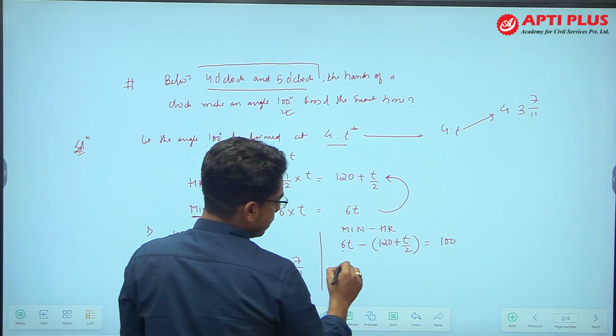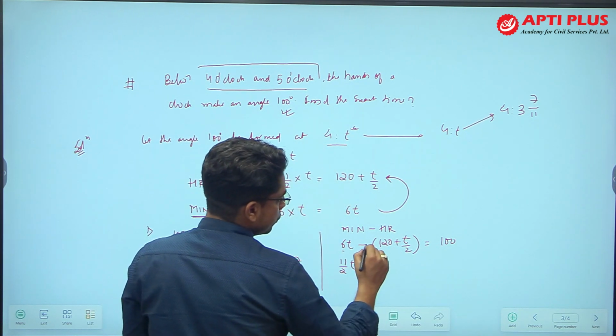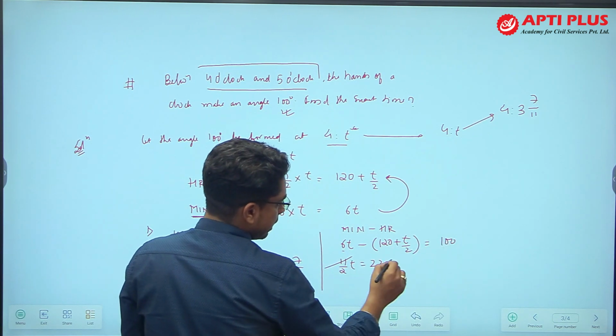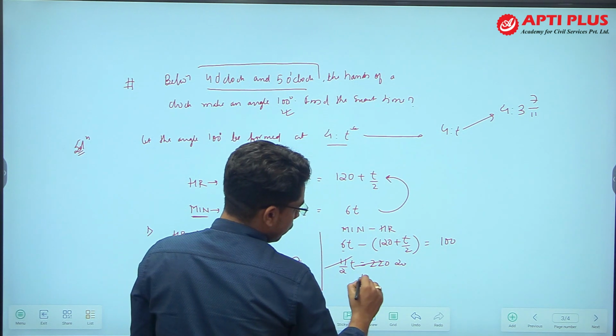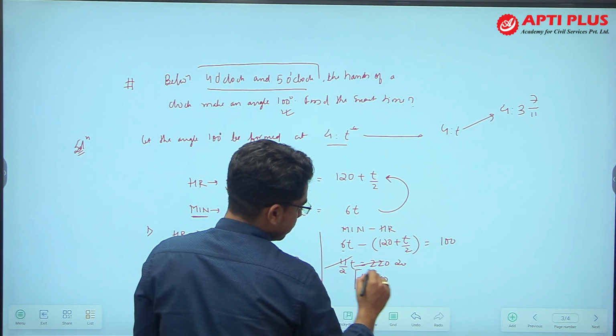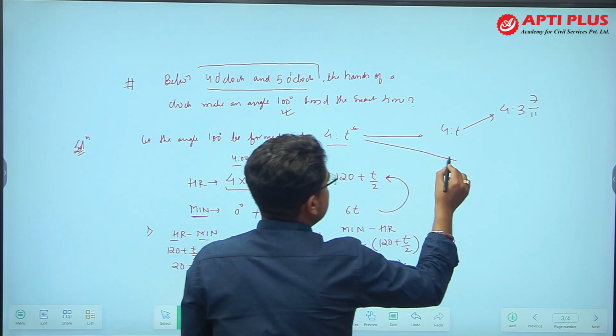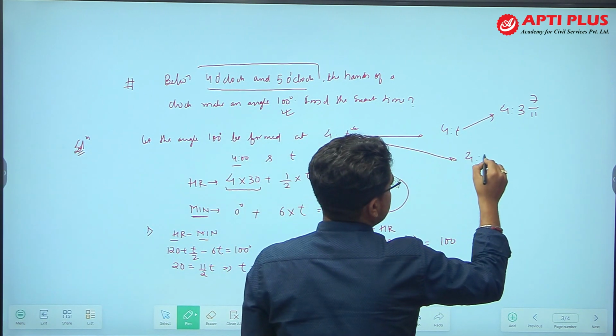So 60 minus t by 2 is 11 by 2t, and this 120 will go that side, will get added, will become 220. This will get cancelled by 20. So the value of t will become 40. So I can say the next time has to be 4:40.